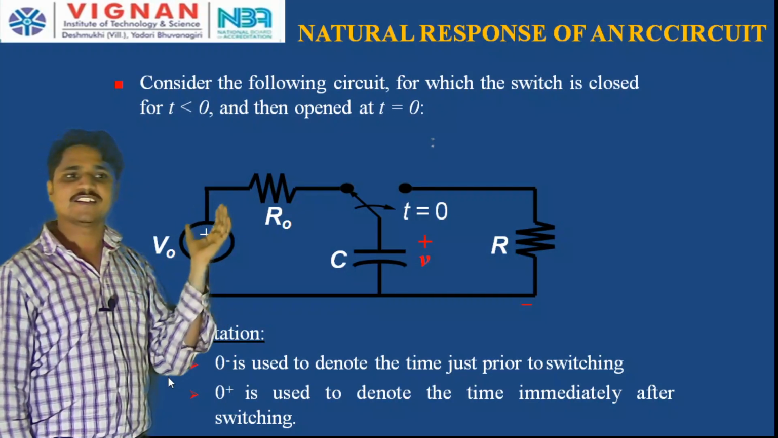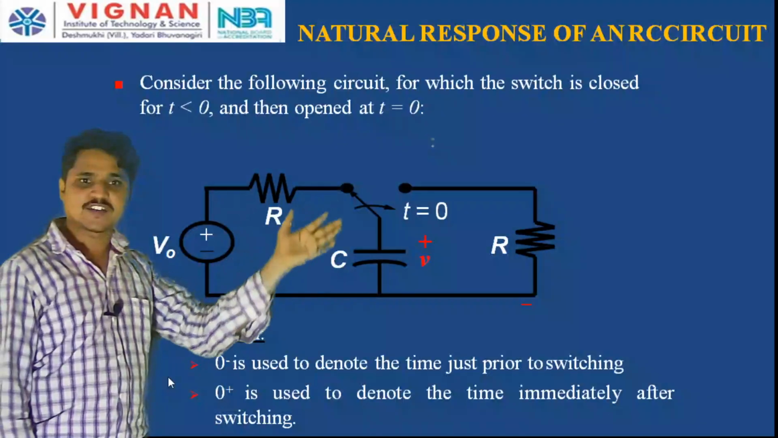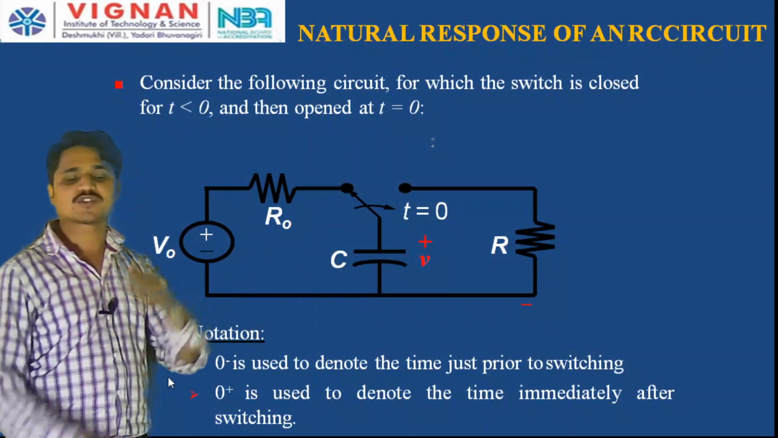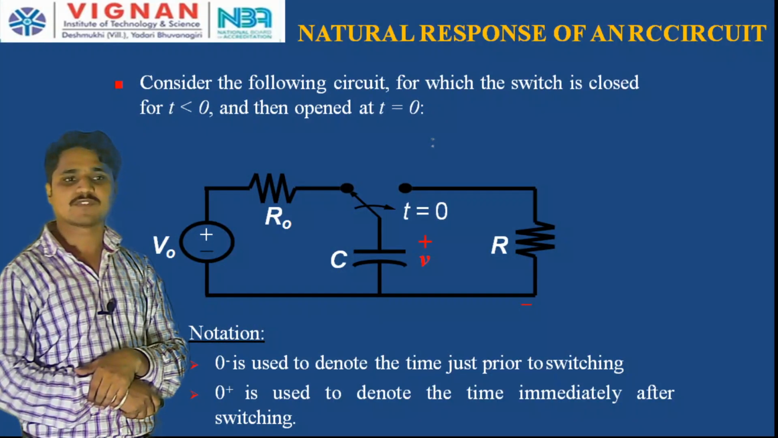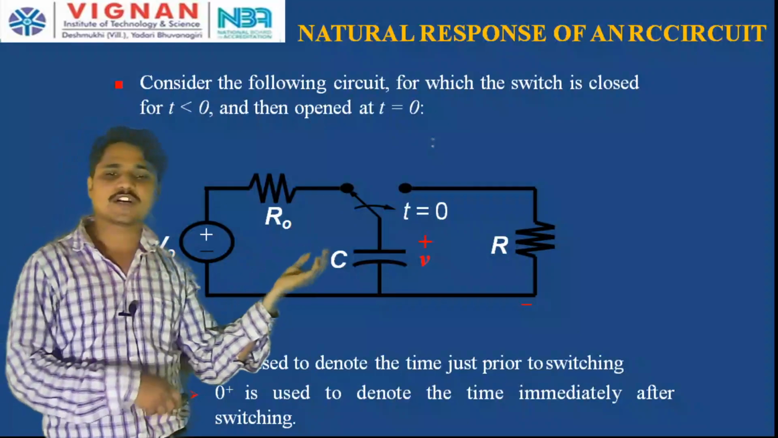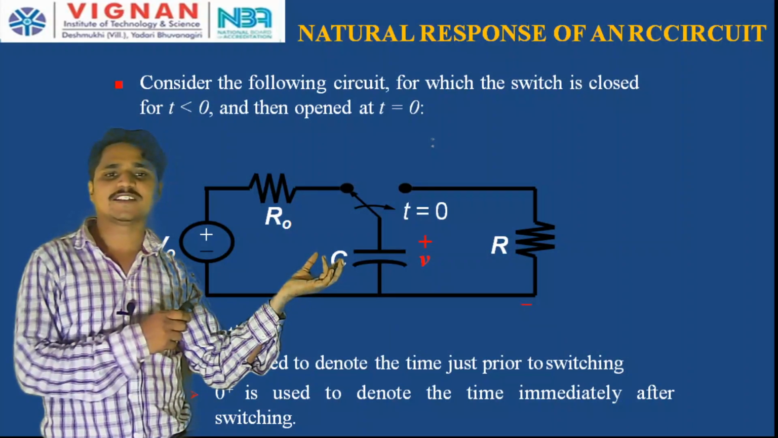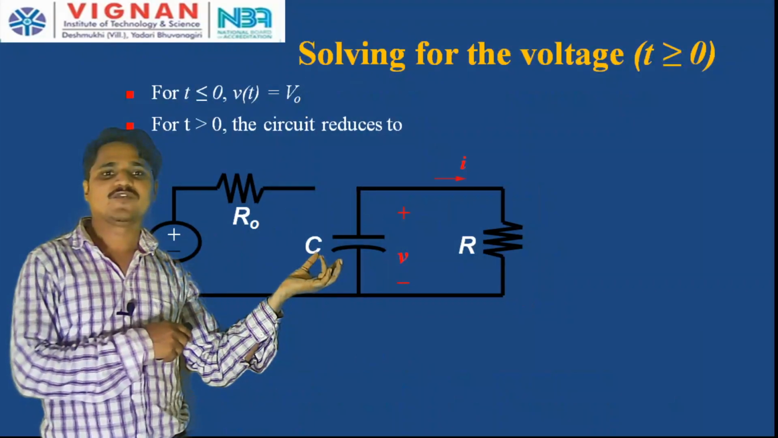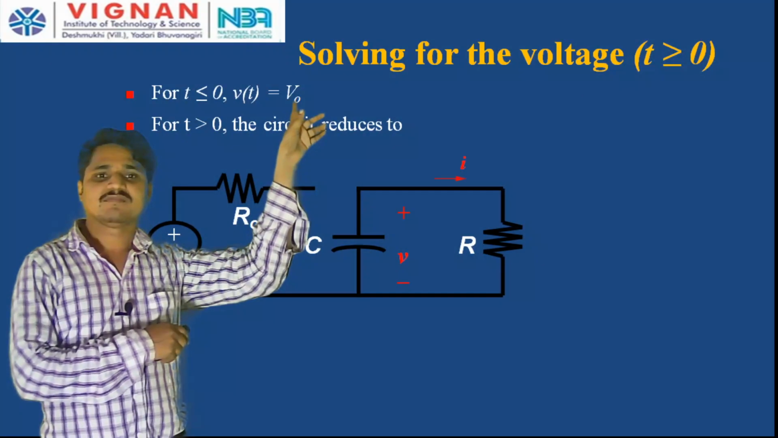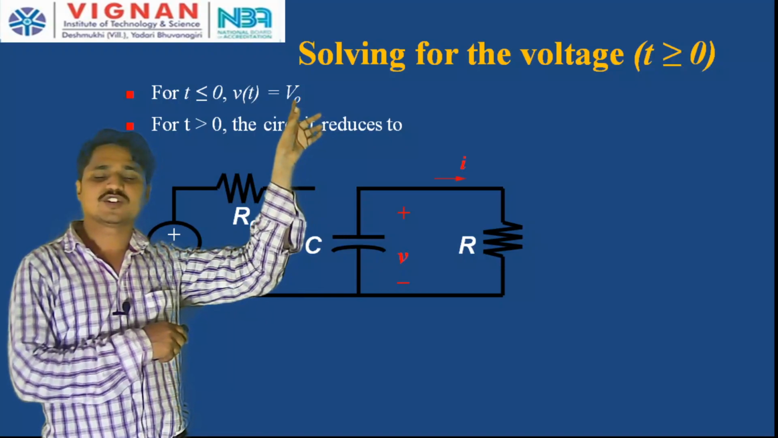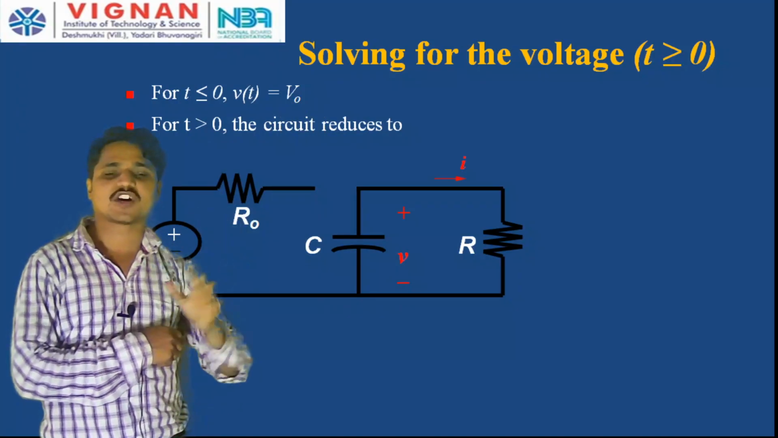Therefore, the source is supplying energy to the capacitor, and the capacitor will store the energy in the form of an electrostatic field. Let us say the voltage across this capacitor is V of t. For t less than or equal to 0, V of t is equal to V naught; the capacitor is charged.